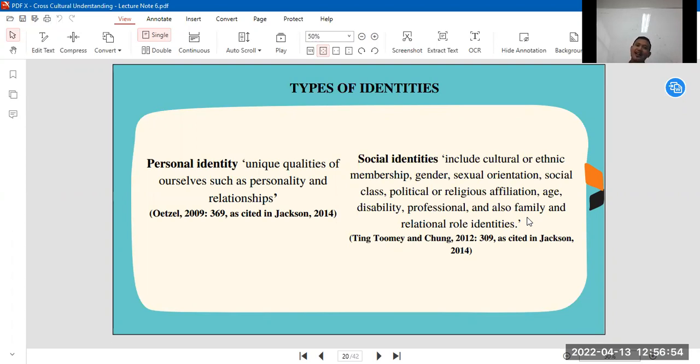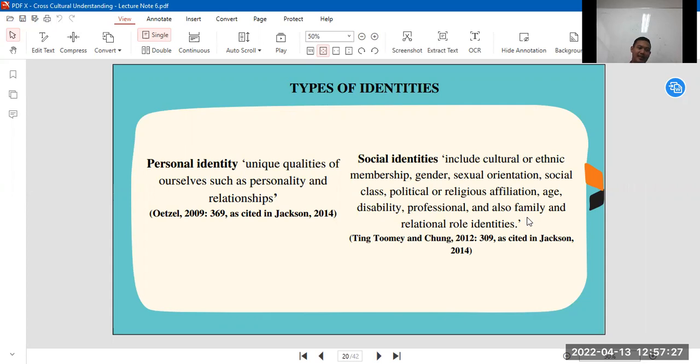It includes cultural or ethnic membership, gender, sexual orientations, social class, political or religious affiliations, age, disability, professional, and also family in relational role identities. Basically, social identity relates to how we identify ourselves in relation to others based on what we have in common.